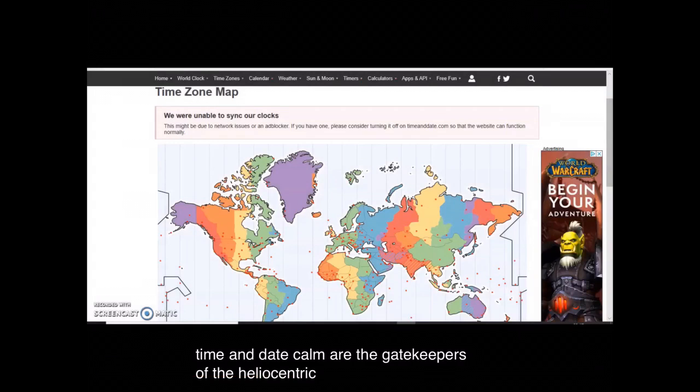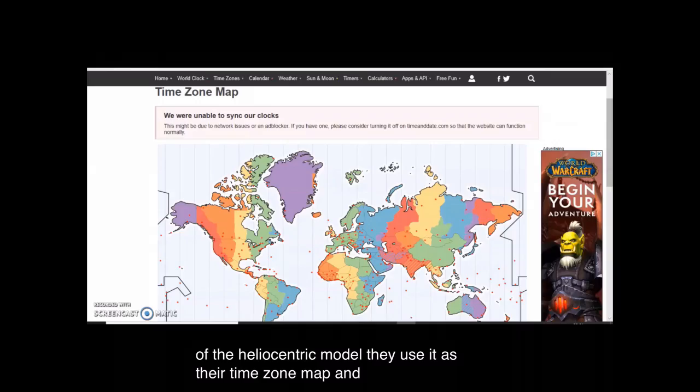See, this is what happens when we lay the land out flat, but we want everybody to see everything, unless you use Google Earth. It's fine if you use Google Earth, because you just can... heliocentric model. They use it as the time zone map. Yep, nothing wrong there. Time zones, yeah.